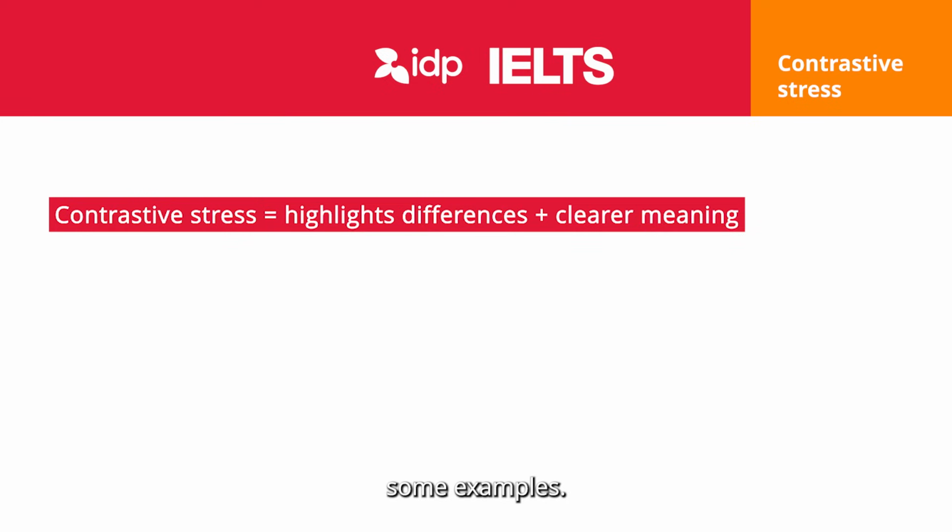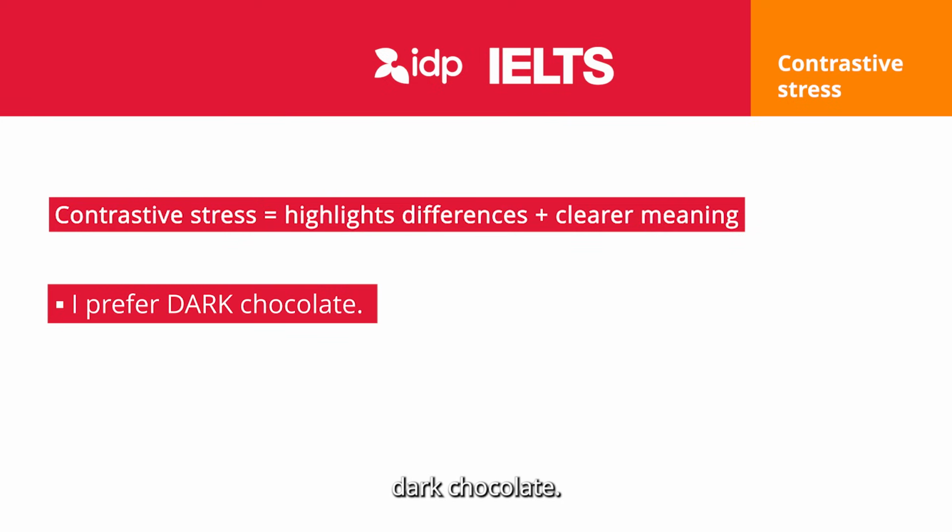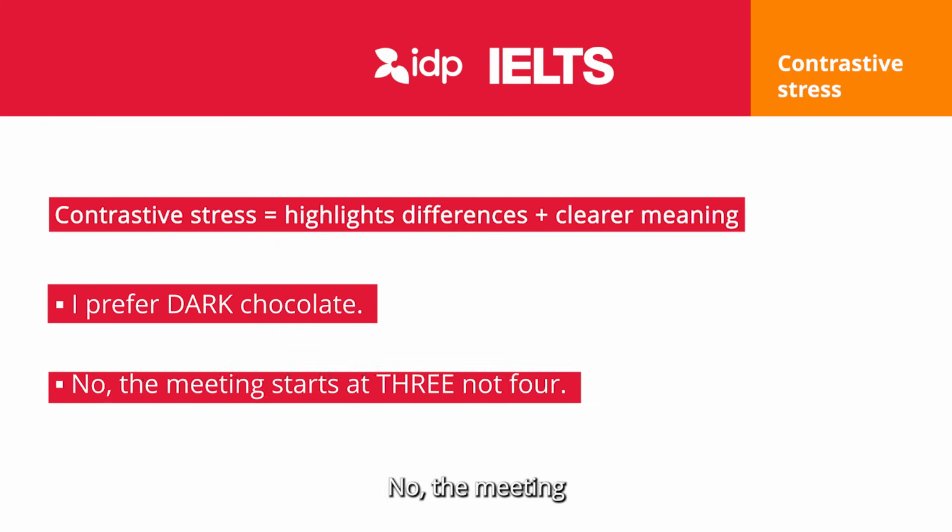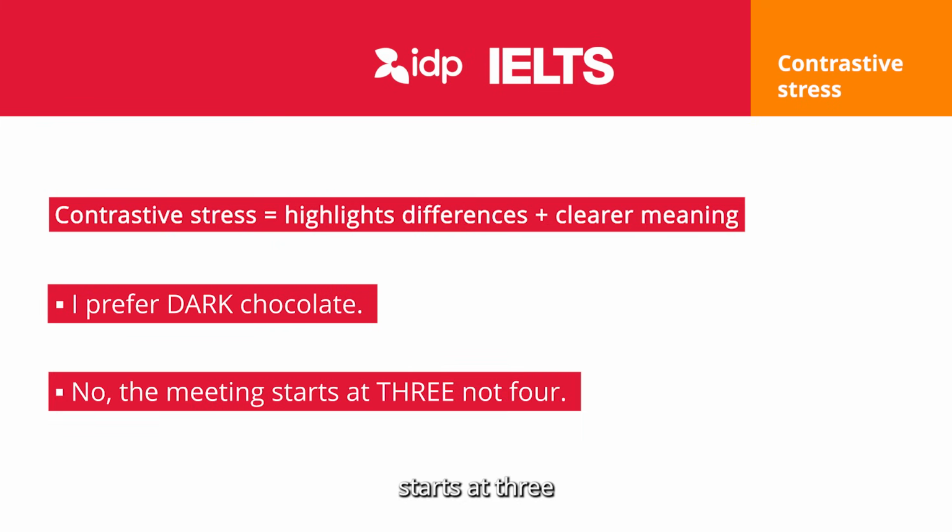Here's some examples. "I prefer dark chocolate." In this sentence, the stress on the word dark emphasizes that the speaker prefers dark chocolate as opposed to other types of chocolate. "No, the meeting starts at 3, not 4." In this example, the stress on the word 3 confirms the meeting time and corrects an earlier mistake.